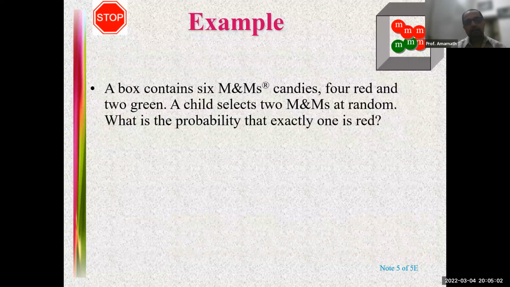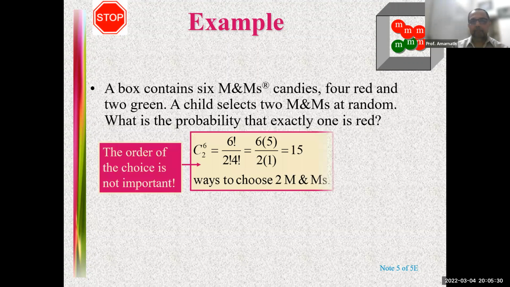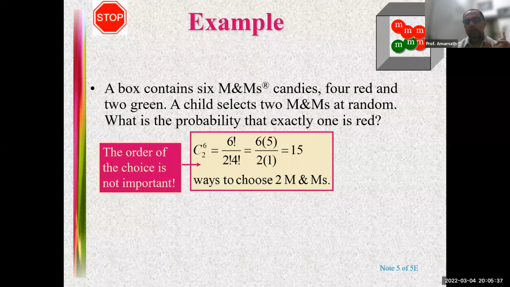A box contains 6 M&M candies: four red, 2 green. A child selects 2 M&Ms at random. What is the probability that exactly one is red? So there are 15 ways to choose 2 M&Ms.